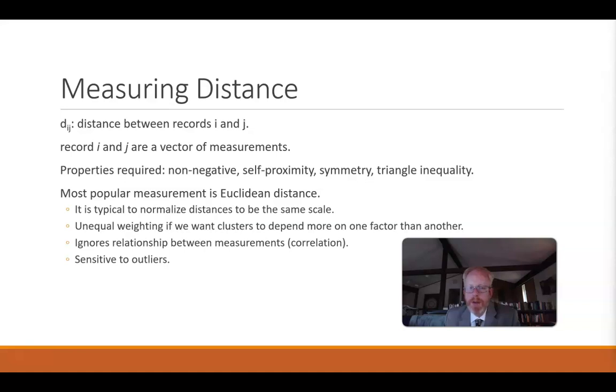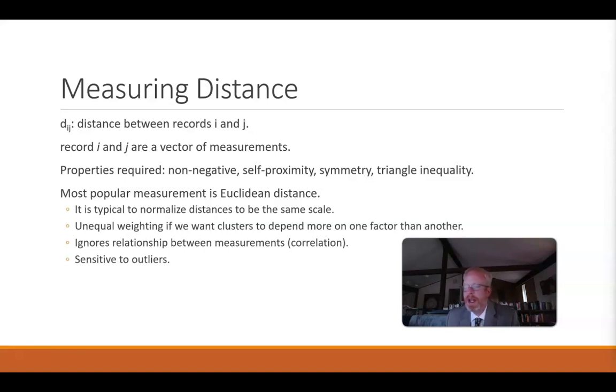Now, the properties required for these measurements: first, non-negative assumes that each distance we're using positive numbers, not like negative to indicate backwards. Self-proximity means that the distance from an item to itself is 0, so it takes up effectively 0 space. Symmetry means that the distance from I to J is the same as the distance from J to I. And triangle inequality means that the distance between any pair cannot exceed the sum of distances between the two other pairs, or whatever that means.